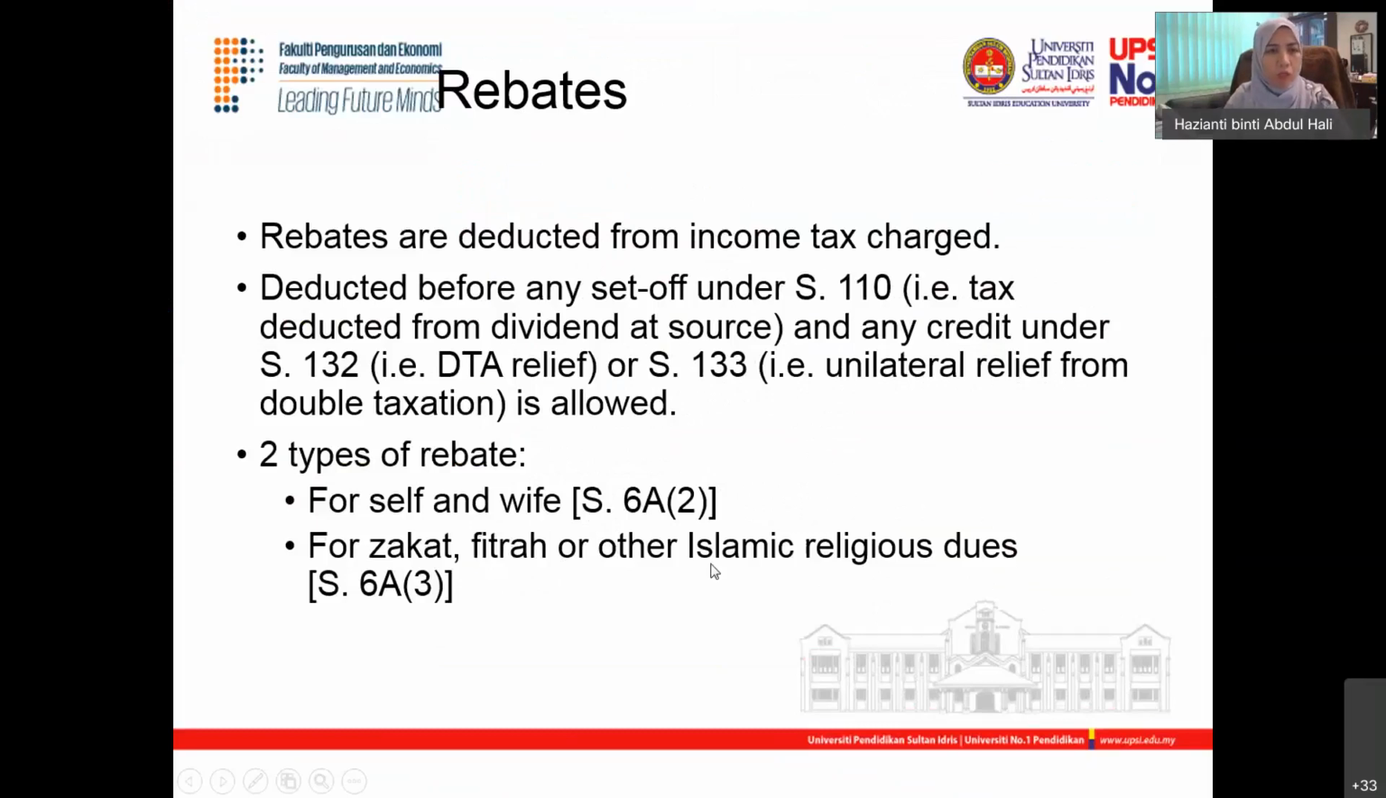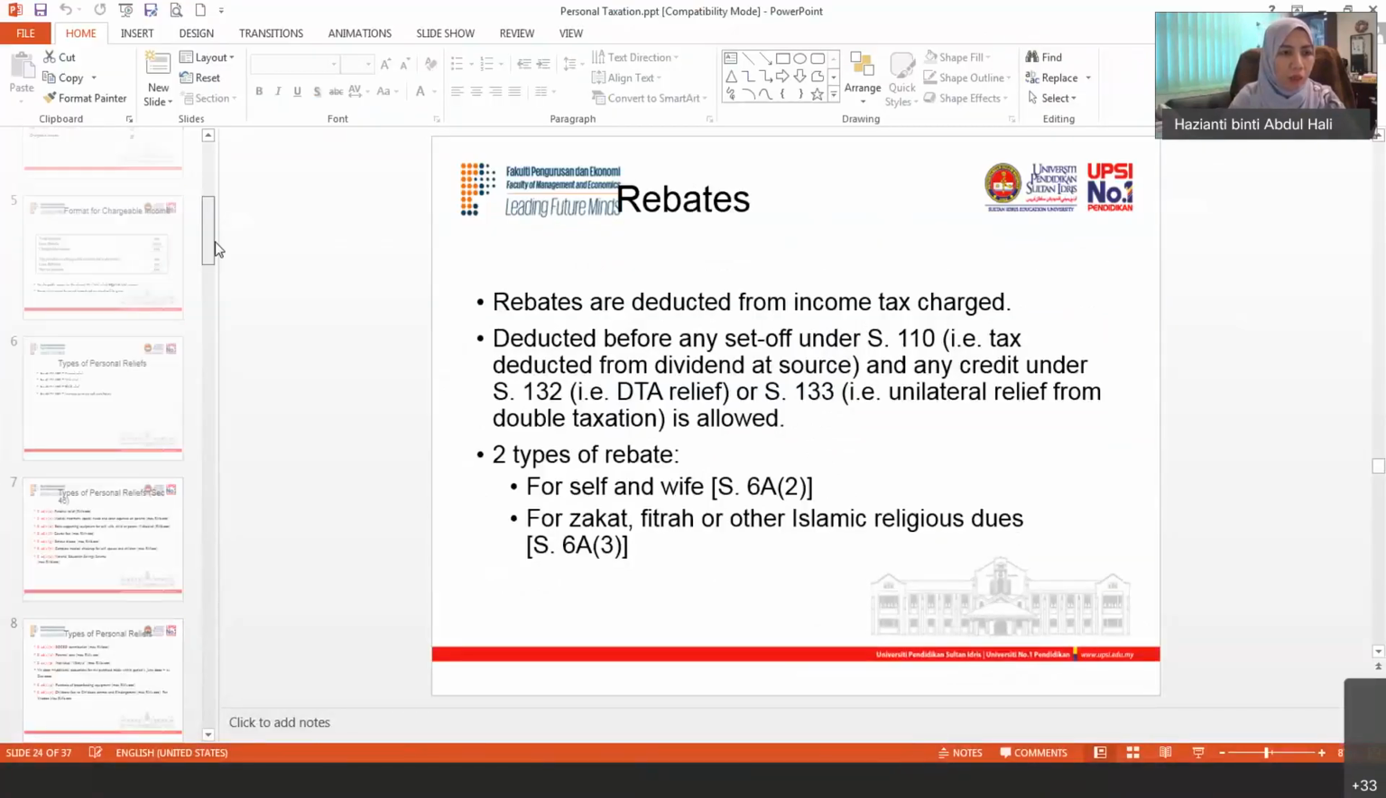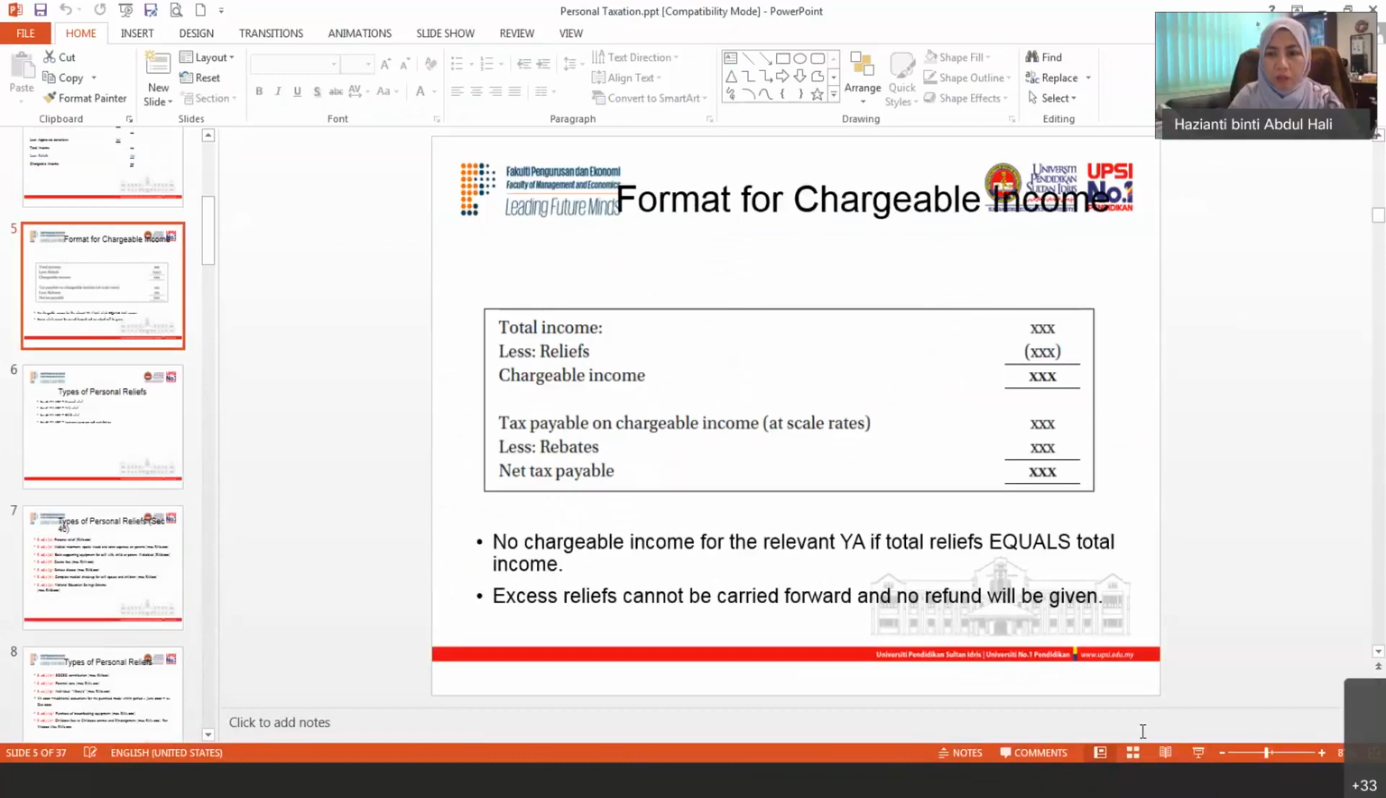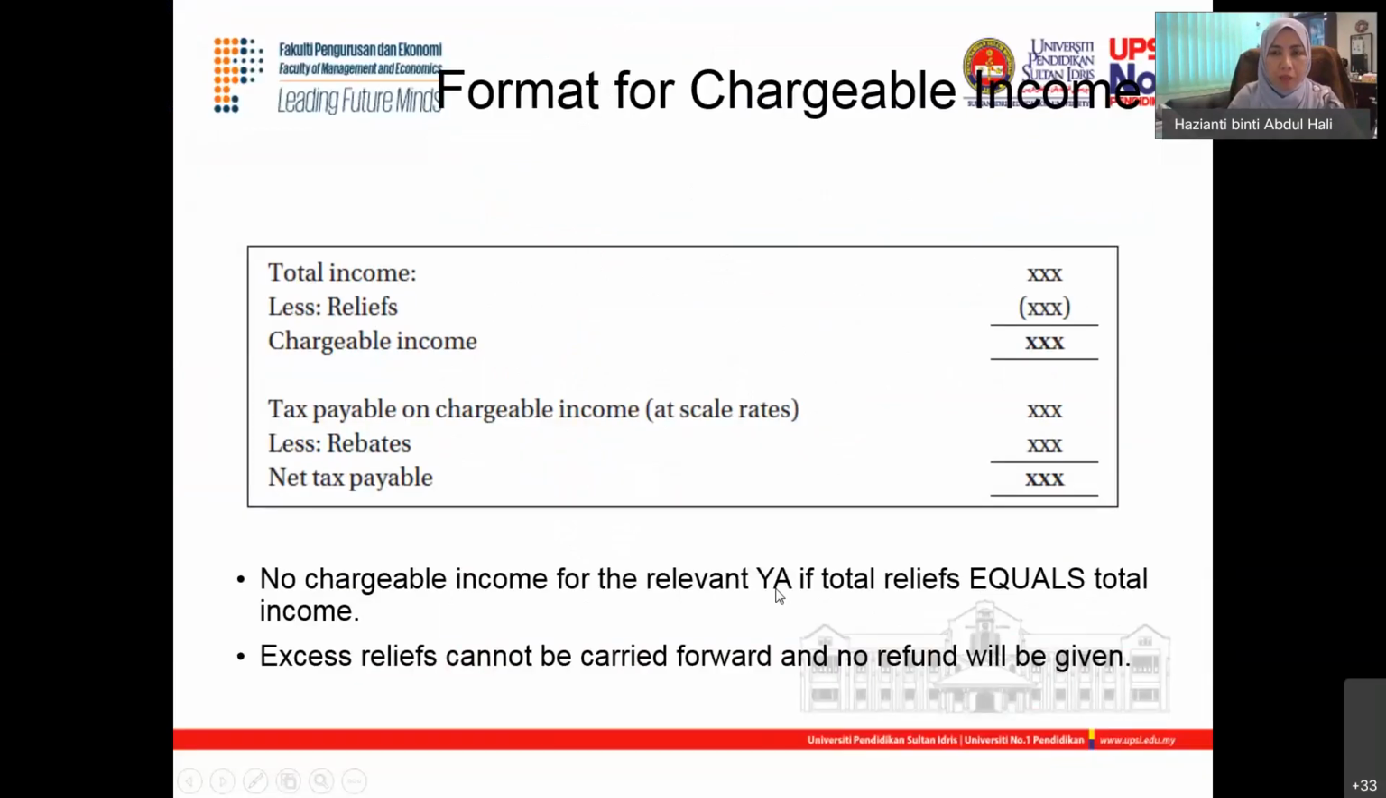If you go back to our personal taxation, this is the format of our chargeable income kalau kita nak kira. So we have total income, alright, and then less relief. So we have done relief last week, dah 2 minggu kita tengok tajuk ni. So relief, and then that will give us a chargeable income. And then once we have the figure of the chargeable income, kita akan tengok the scale rates lah for the tax payable. Once we have the tax payable amount, then we have to minus the rebates kalau ada that will give us a net tax payable.